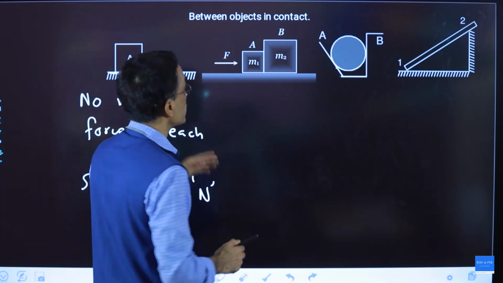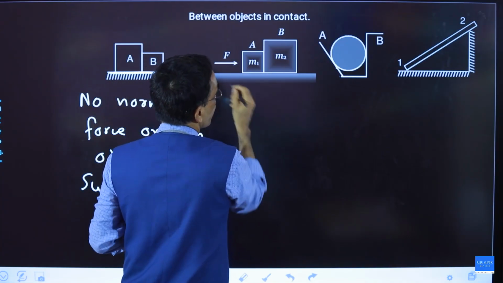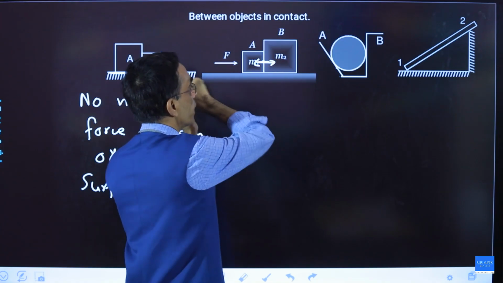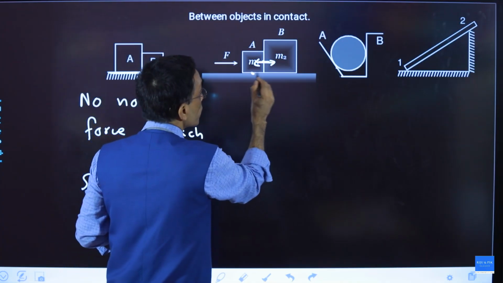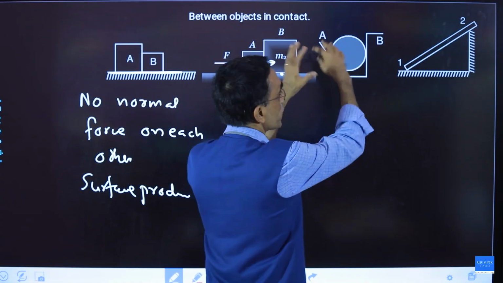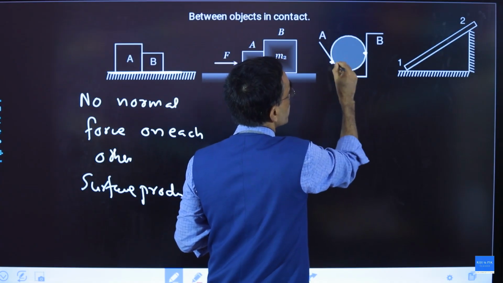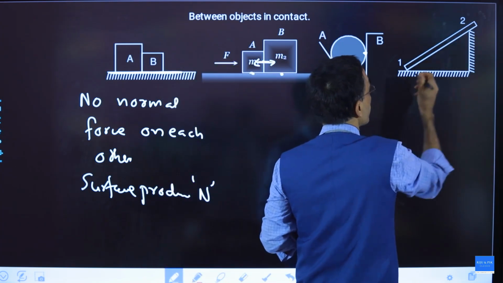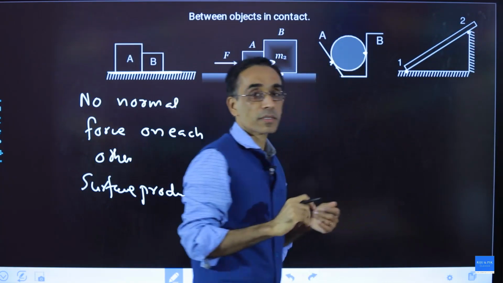But in this case, what happens is that you are pushing M1, so M1 will push M2. So, in between them, there will be a normal reaction. Here in this area, there will be perpendicular forces. This will apply force on that one, that will apply force on this one, that is a normal reaction. More than that, from the surface also there is normal reaction. Third one, a sphere is resting on some surface here. It is touching this point, it is touching this point. So, at these two points, there will be normal reaction. And this is a rod or a ladder resting on the floor and the wall. So, wherever it touches there will be normal reaction.